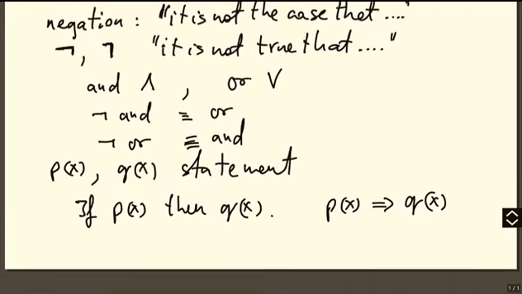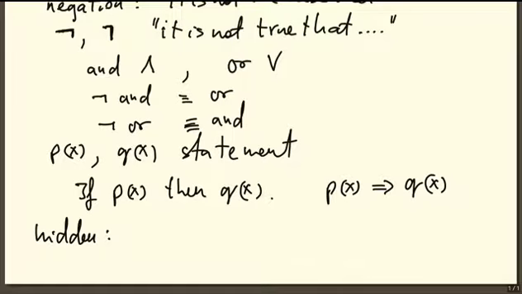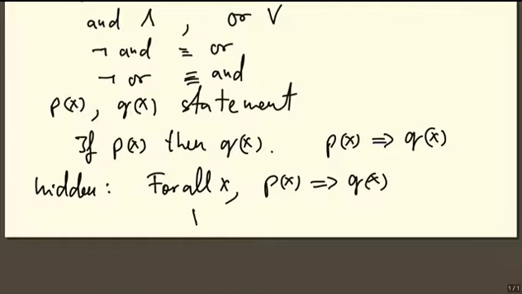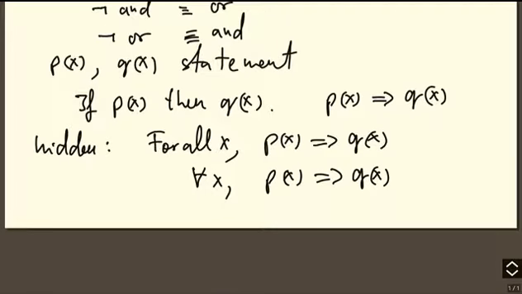There is a hidden universal quantification here. It is actually better to write, in my opinion, this with the quantifier and to say that for all x, p of x implies q of x. With the universal quantifier, for all x, p of x implies q of x. That means if p of x is true, then q of x is also true.